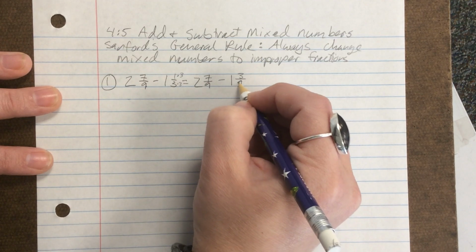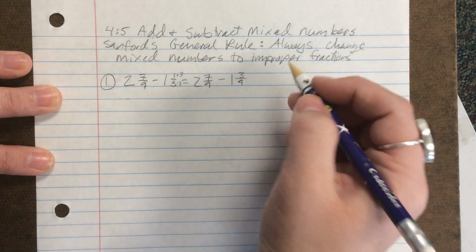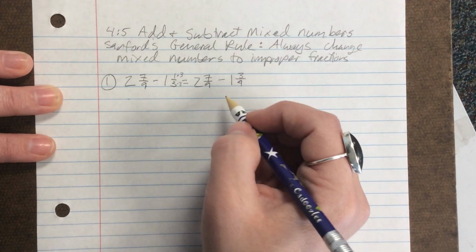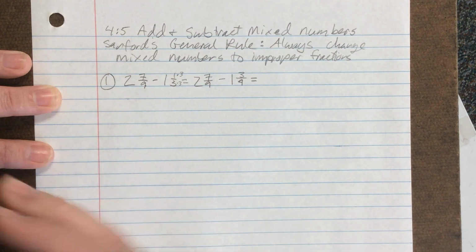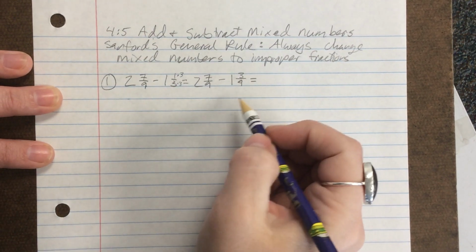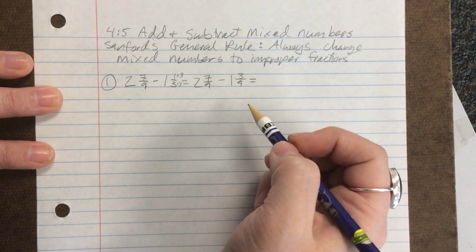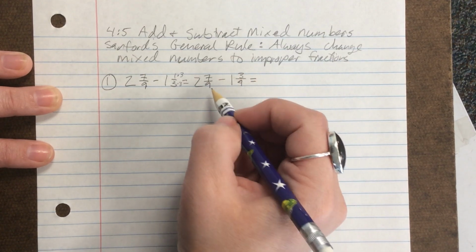Okay, now this is where the book and I differ. I would go ahead and change these to improper fractions. Now with the numbers that the book uses, you're going to end up with some pretty big numbers in your improper fractions, because they didn't intend to do it this way, but it's fine.